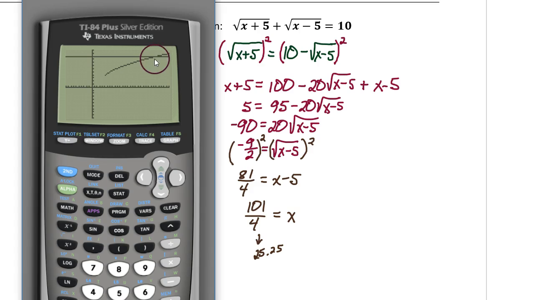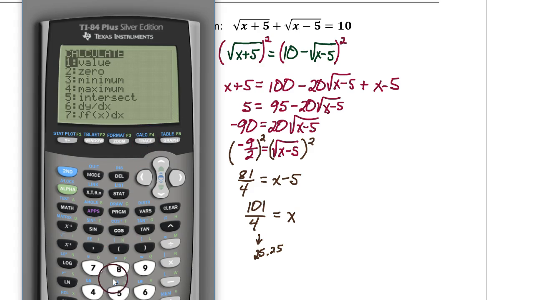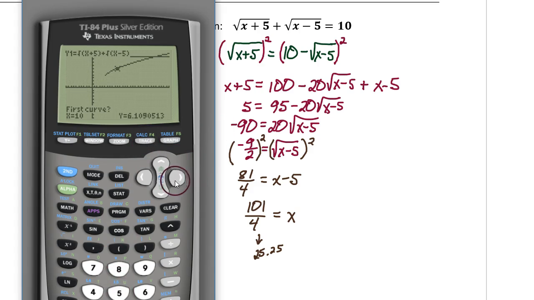We want to know, is that point of intersection 25.25? So press second, calculate. Choice 5 is intersect. Use the cursor to move to the point of intersection and press enter again, and enter a third time. And notice on the bottom left corner of the calculator, it says 25.25.